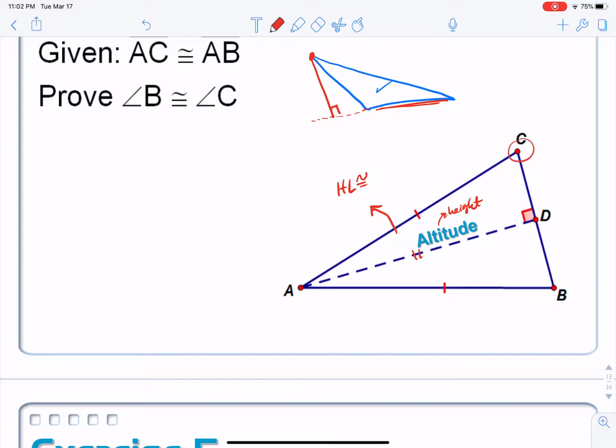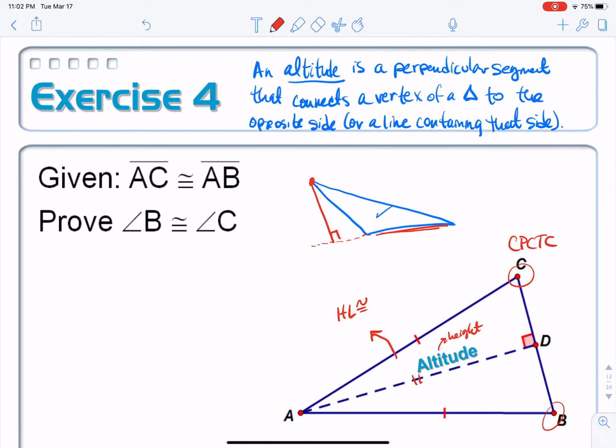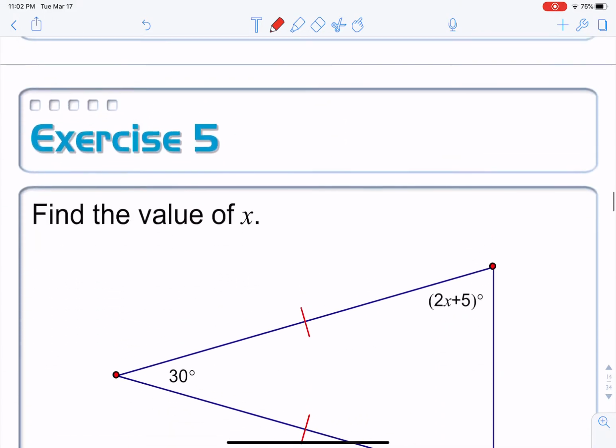And then again, we're going to get our two base angles are congruent by CPCTC. And voila, there you go. Again, another rocket bypassing Pons Asinorum, that whole bridge altogether. Okay, let's take a look at a couple more exercises here.